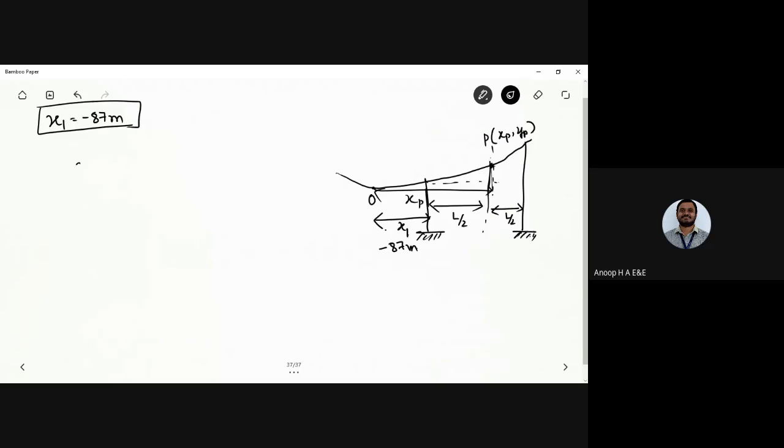Correct. Now, what is the clearance? How will you find the clearance of point O? Can anyone tell me how you find the clearance?